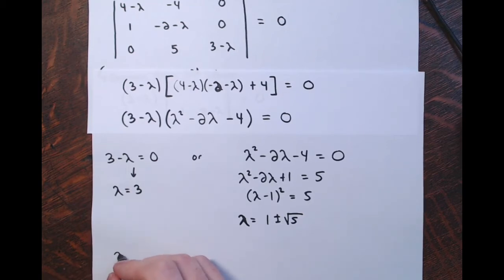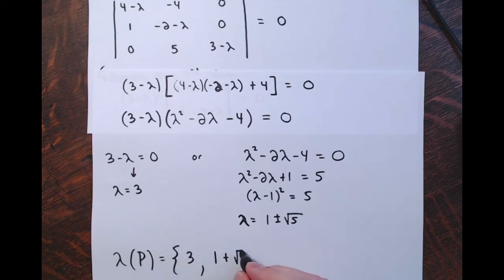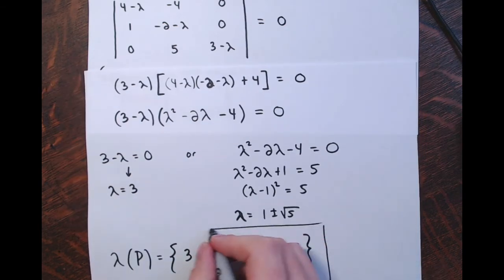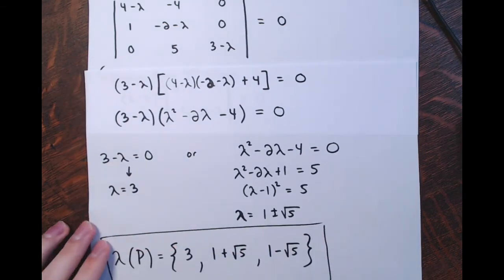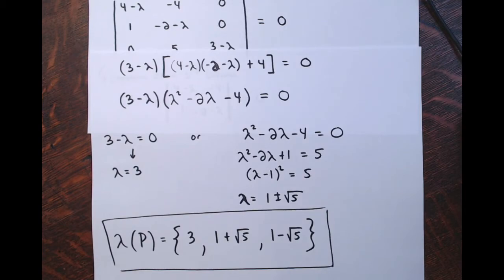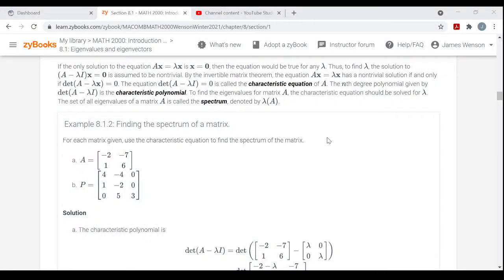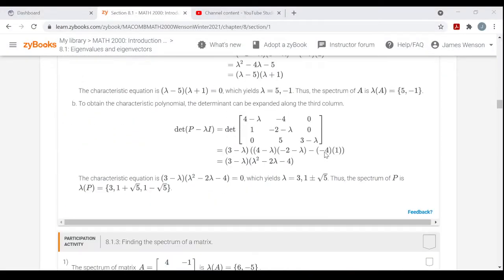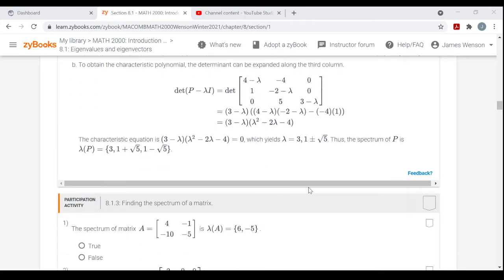So the spectrum of P is: you've got 3, 1 plus the square root of 5, and 1 minus the square root of 5. These are all the eigenvalues of matrix P. And again, you can run through that here.